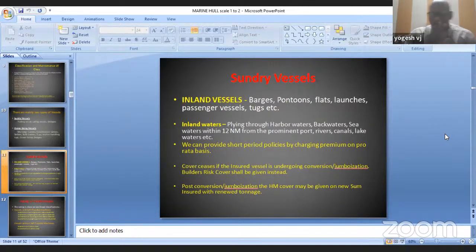So it is evident from the last point, post conversion or jumboization, the hull and machinery cover may be given on a new sum insured with renewed tonnage. As the capacity increases, the tonnage increases. Now, what is tonnage, gross registered tonnage? We will come to that as we proceed.